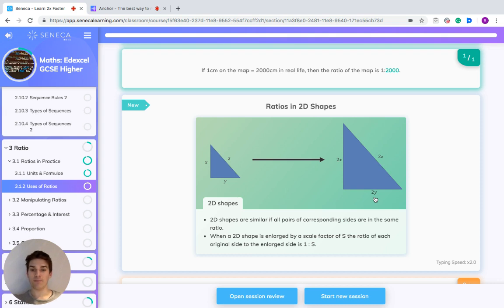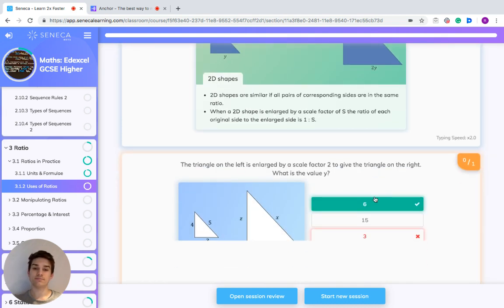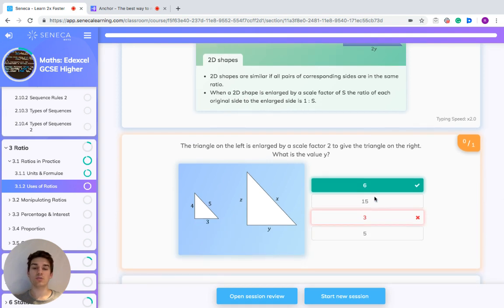So when a 2D shape is enlarged by a scale factor, that basically means it's been multiplied by that scale factor and it's that many times bigger. Now we say that the ratio of each original size to the enlarged size is 1 to the scale factor. So for example, we've got a triangle that's been enlarged by a scale factor 2. If one side of it is 3 on that triangle, and it's been enlarged by the scale factor 2, the larger triangle will have a side of 6.